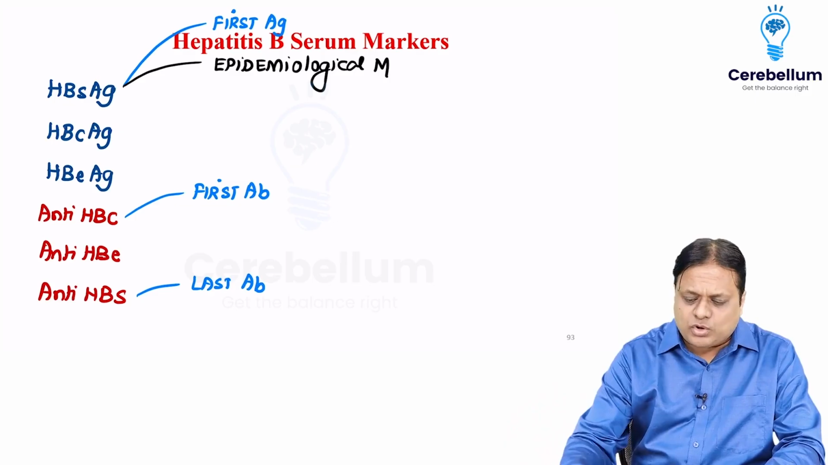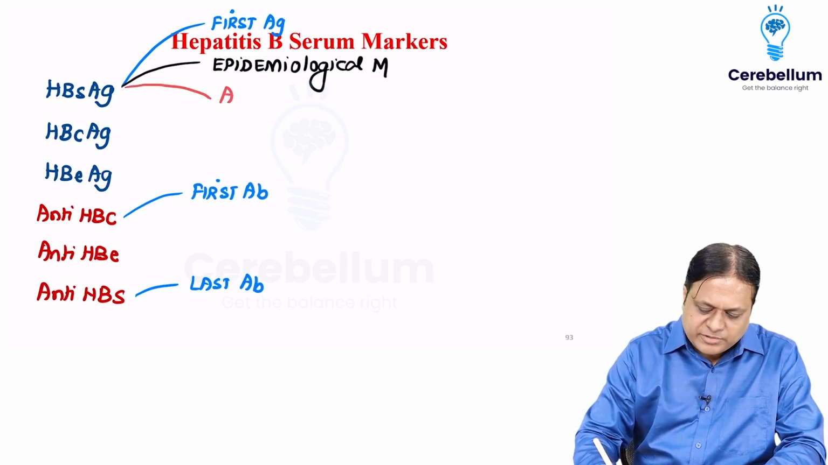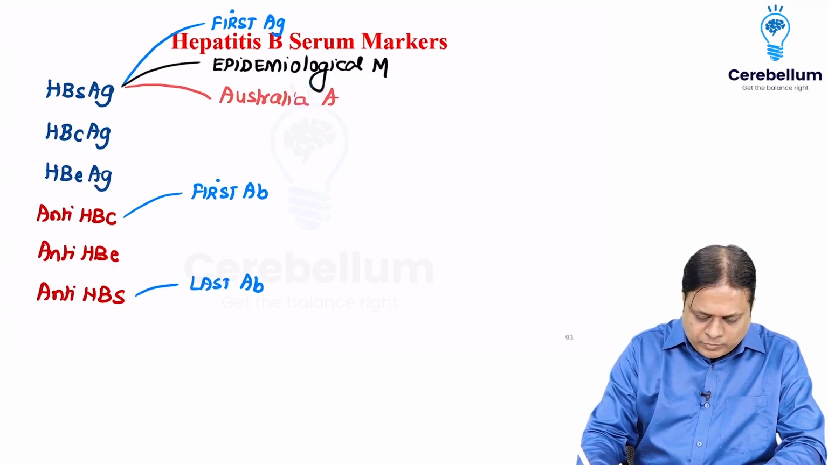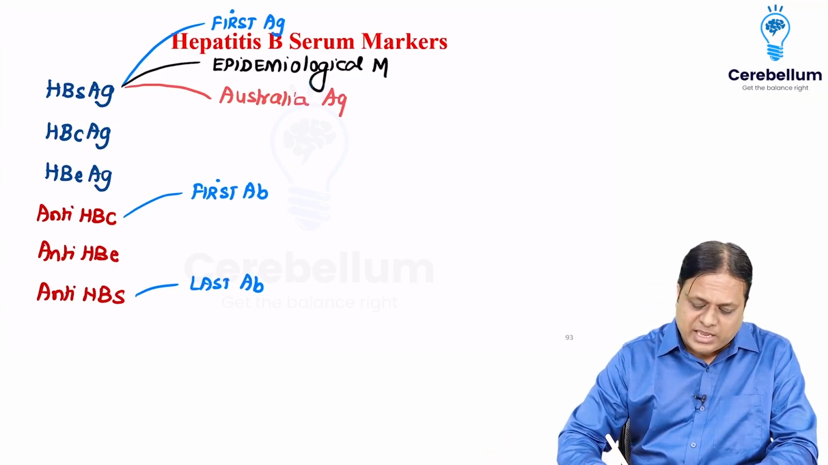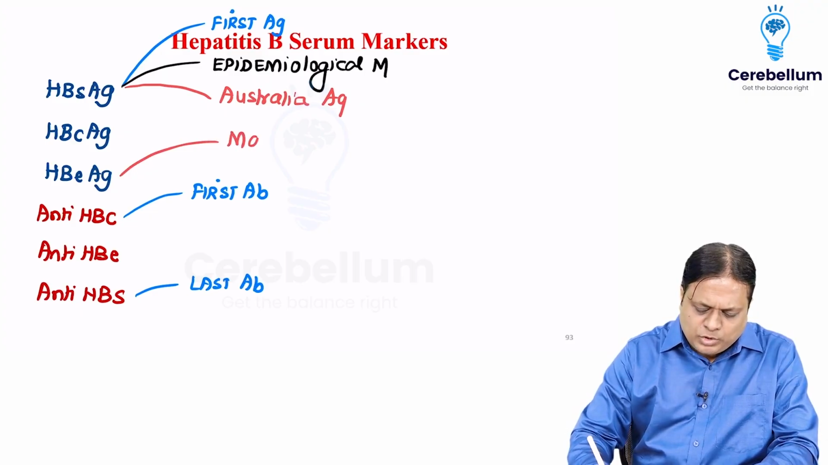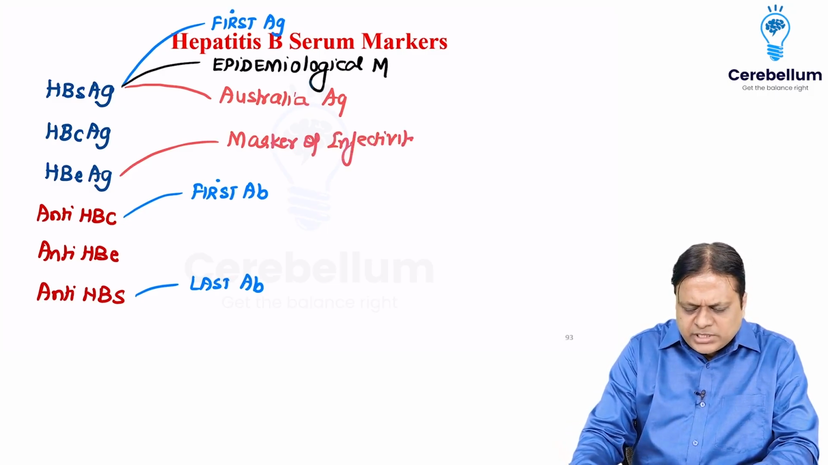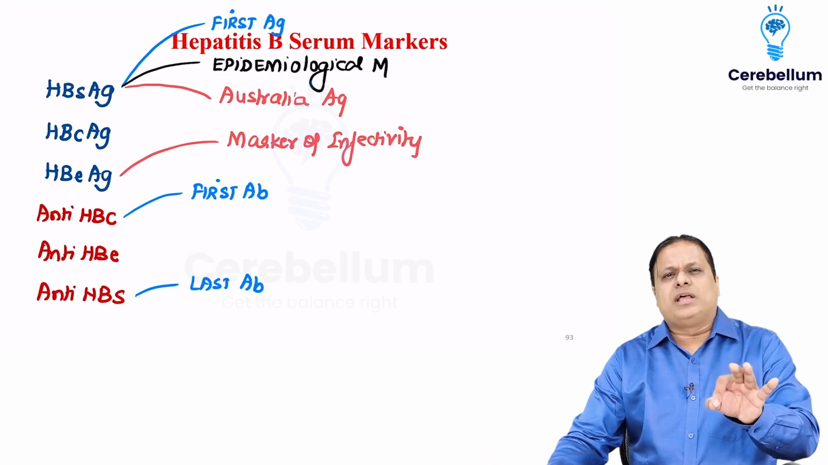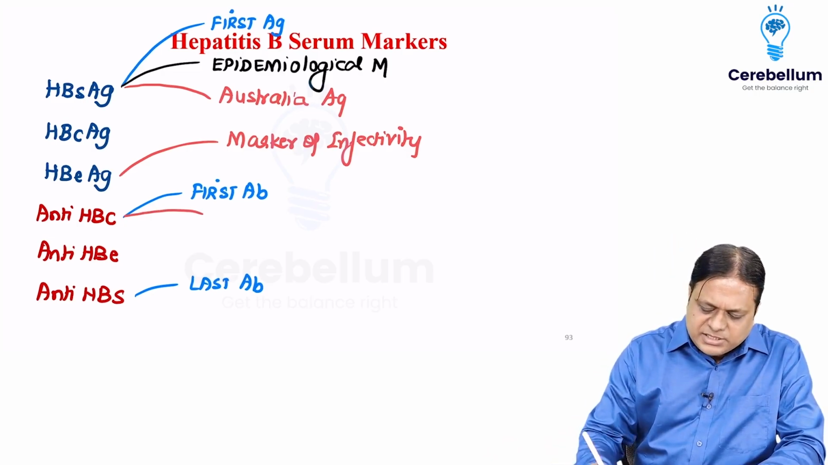And also Australia antigen is the name given to surface antigen. What is the marker of infectivity in hepatitis B? It is envelope antigen. Now you tell me why envelope antigen is a marker of infectivity? Because it indicates active viral replication. But what is the marker of acute hepatitis B? That is anti-HBC.